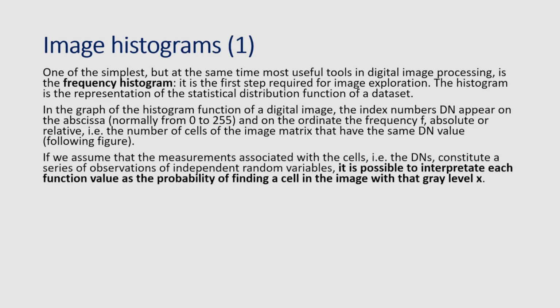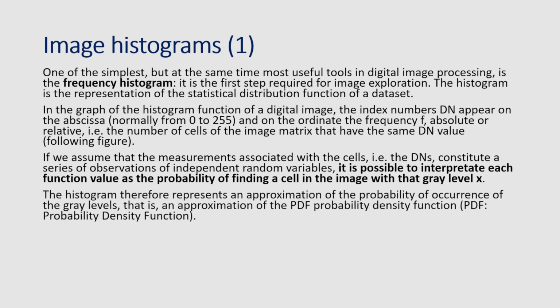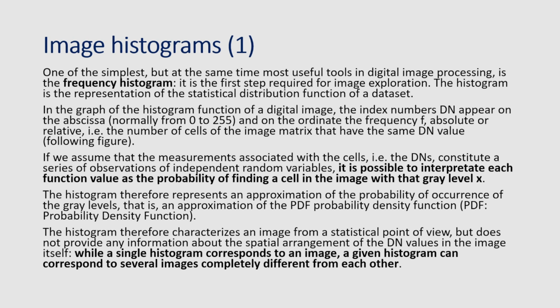If we assume that the measurements associated with the cells, i.e. the DNs, constitute a series of observations of independent random variables, it is possible to interpret each function value as the probability of finding a cell in the image with that gray level x. The histogram therefore represents an approximation of the probability of occurrence of the gray levels, that is, an approximation of the PDF, probability density function. The histogram therefore characterizes an image from a statistical point of view, but does not provide any information about the spatial arrangement of the DN values in the image itself.